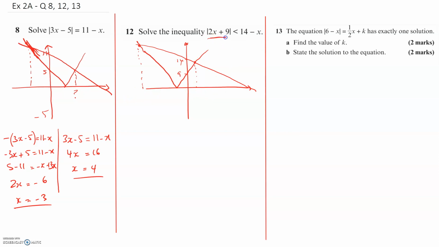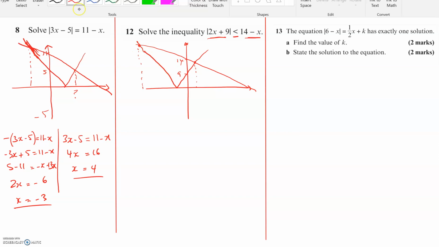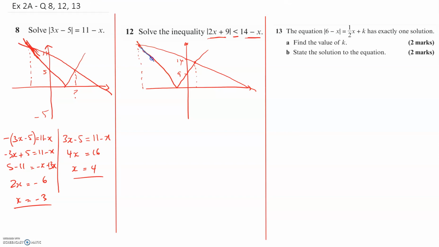It's saying when is the modulus function smaller than the 14 minus x, and that's where it is below it. So if I just highlight that in a different colour, this bit. So that's the bit that we want. So in order to solve the inequality, we need to find these two solutions first, like we did before, and then we can just represent it as an inequality.